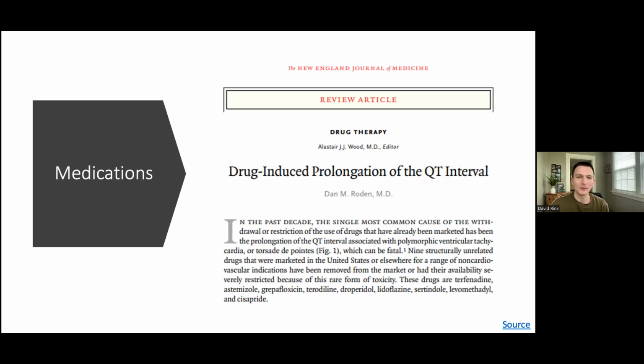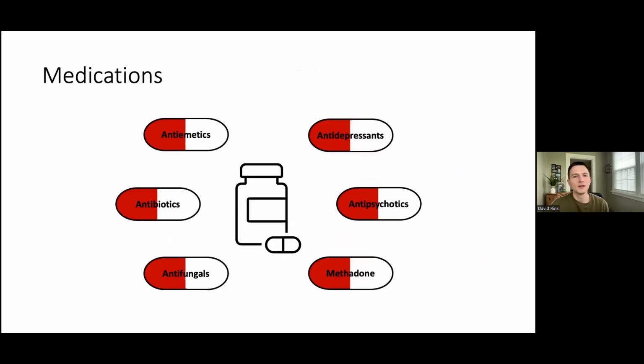So this is probably the most frustrating part of our practice. And the reason that I was sort of inspired to do this talk is because medications and QT interval prolongation are just very frustrating on a day-to-day basis. We're all pretty familiar with the most common medications that do this. So obviously our antiemetics, our antidepressants, antibiotics and antifungals, the antipsychotics, and then in particular methadone. These are probably the most common ones that we interact with on a day-to-day basis.